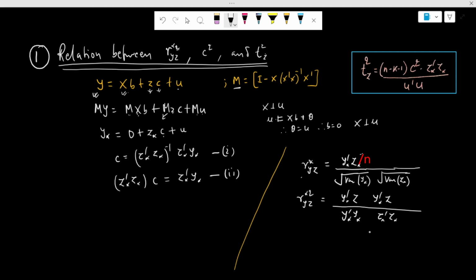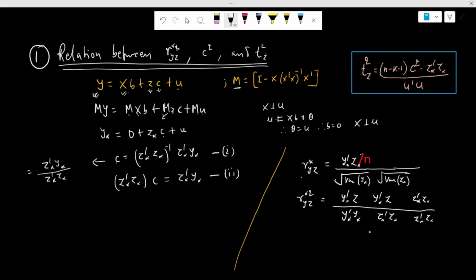Here, root n into root n, if you multiply it, will be equal to n in the denominator, and in the numerator it is also n. So we cancel out, and we have written simply this term. So this is the square of the partial correlation coefficient between y and z. To both the numerator and denominator, let us multiply by c, and this equation 1 can also be written in this form, because c is our scalar.